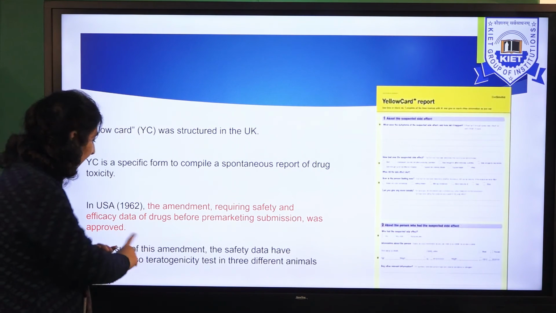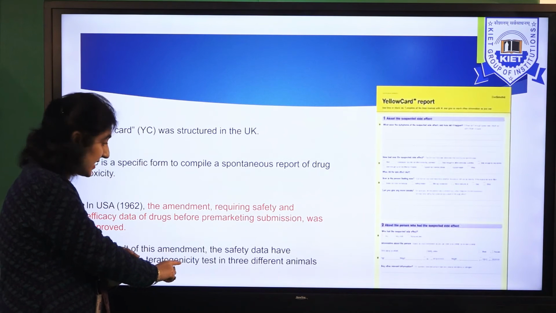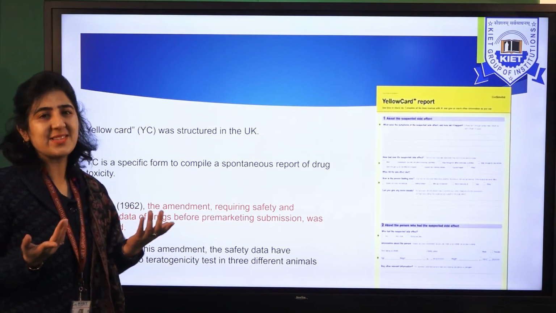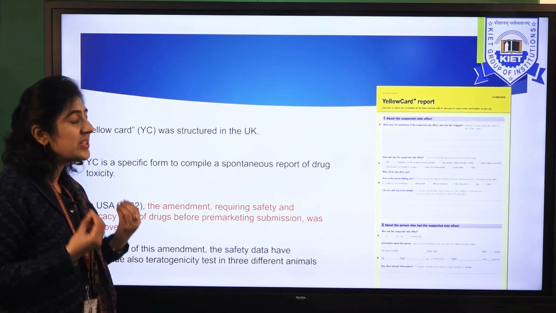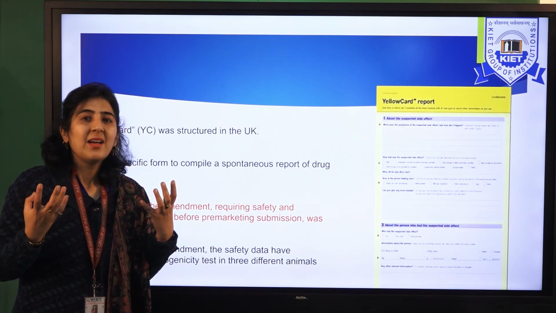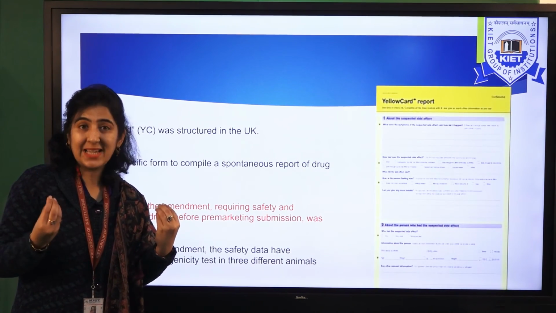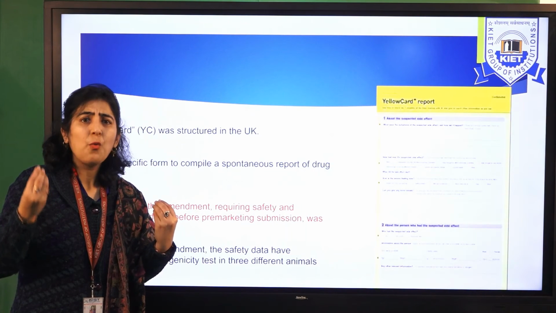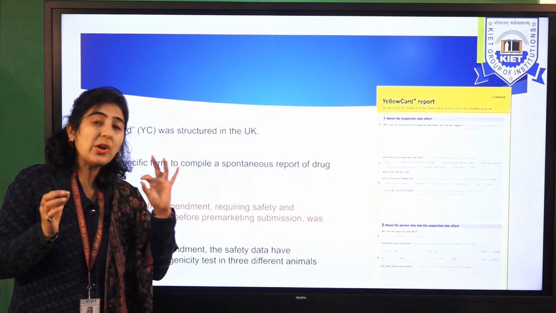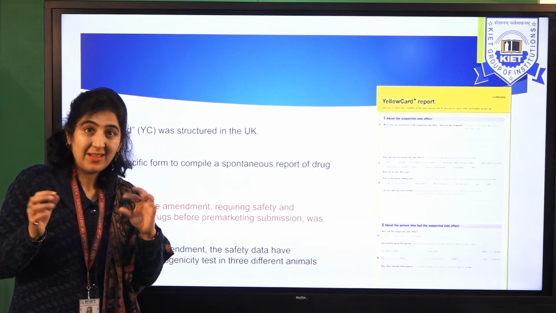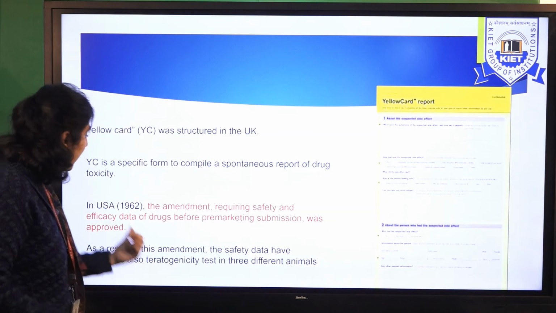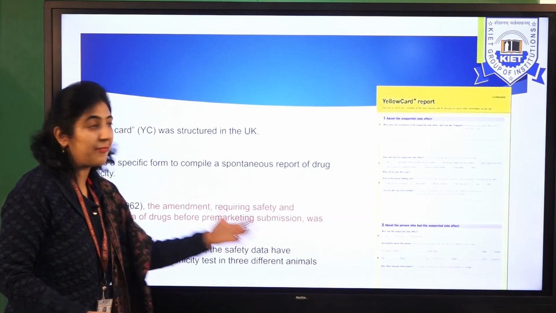So safety data had to include that teratogenicity should be tested in 3 different animals. Now what is teratogenicity? Students, teratogenicity means a monster-like effect. A monster-like effect, that is, an ability to produce very bad effects in a fetus, in a growing infant. When a particular drug is given to a pregnant woman, their babies suffer from this teratogenic effect. So the US said that a teratogenicity test must be done in 3 different animals.